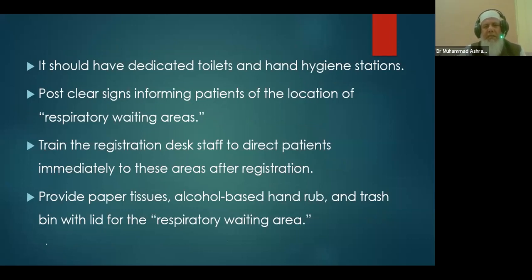As regards the registration desk of the triage, clear signs should also be there at the entrance and at the triage area showing where the respiratory waiting area is, so the patient can go there. Train the registration desk staff to direct patients immediately to these areas after registration. Provide paper tissues, alcohol-based hand rub, and a trash bin with a lid for the respiratory waiting area. These are the essential items which should be present almost everywhere in the triage area, including this respiratory waiting area.